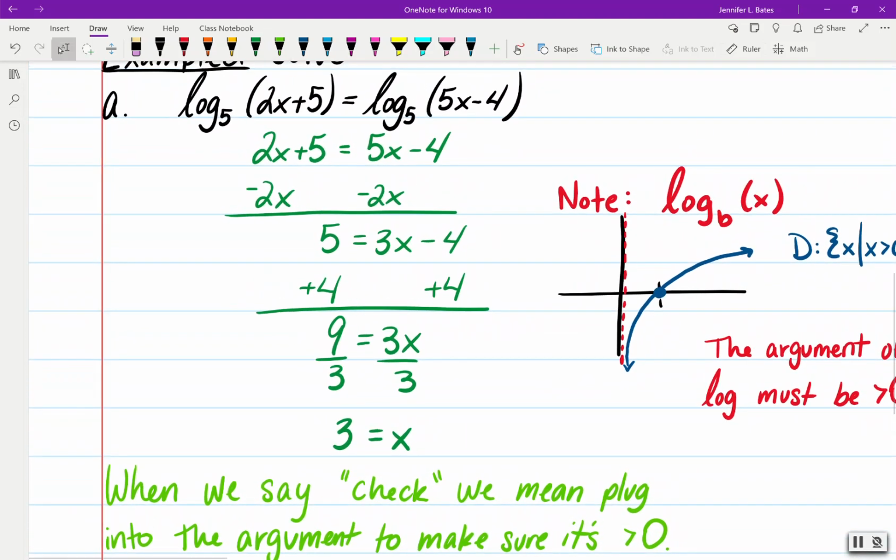So I'm going to check this in my head. I'm going to take 3 and plug 3 into the first argument right here. 2 times 3 is 6, plus 5 is 11. Is 11 greater than 0? Yes, so we're good there. Let's check the argument over here. 5 times 3 is 15, minus 4 is 11. Is 11 greater than 0? Yes, so we are good here, which means that 3 is an answer.